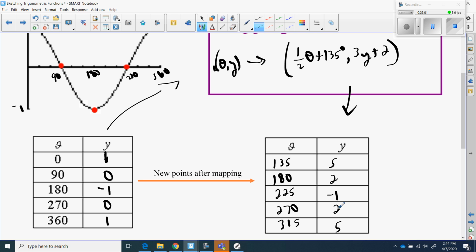Let's just verify with what we found in the last slide when we filled in our chart. So let's check our range. Biggest number is 5, lowest number is -1. So the graph runs between -1 and 5, which we had. It starts at 135. It finishes at 315. Well, 315 minus 135 is 180 degrees, which is what we determined the period was going to be for this graph. So it takes 180 to complete the pattern. So we're in good shape right now.